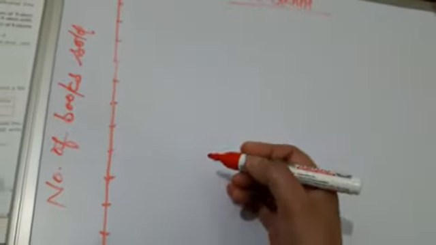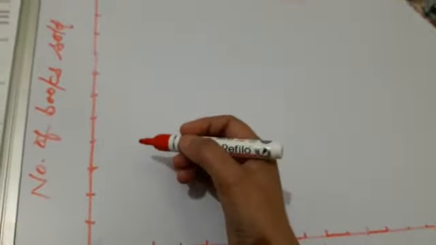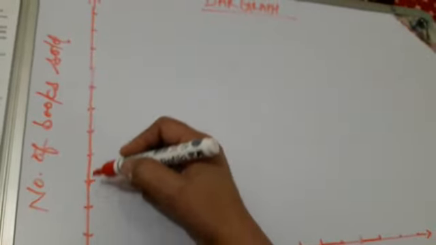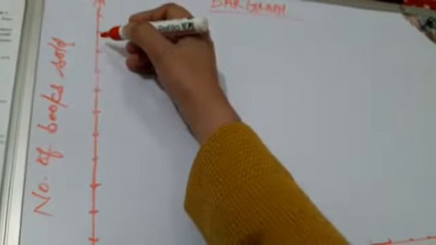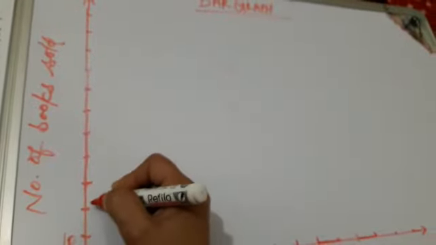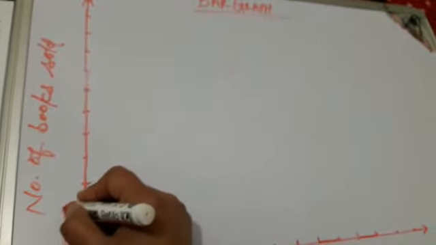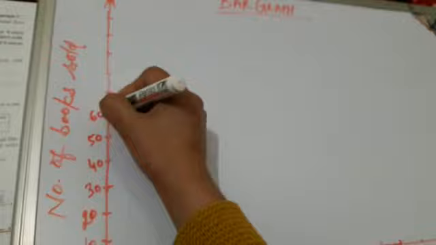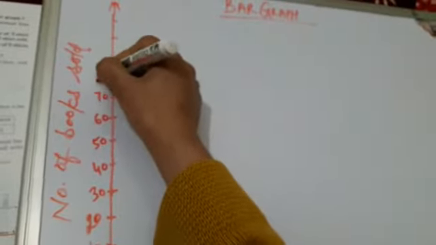Let us choose a scale. It means we first decide how many books will be represented by unit length of a bar. Here we take 10 unit length to represent 10 books only. So 10, 20, 30, 40, 50, 60, 70 and 80.